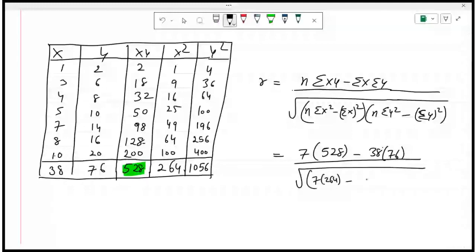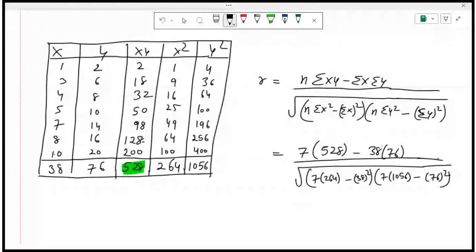38 square. In the same way, n is 7, sum of y square, 1056, minus the sum of y whole square. The sum of y is 76, whole square. Okay, so now we need to do a little bit of computation.